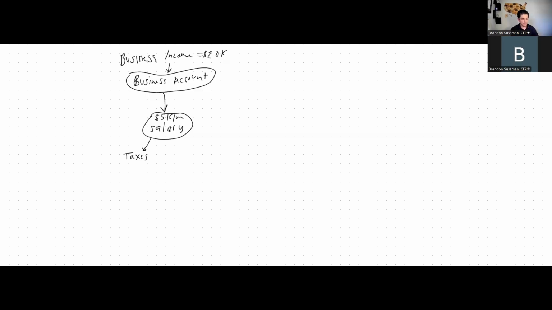So we have $5,000 a month salary, then we have your taxes. Now let's assume here that the taxes that you want withheld from this plan is going to be $2,000 a month. So you have $2,000 a month of taxes going from that $5,000 salary.